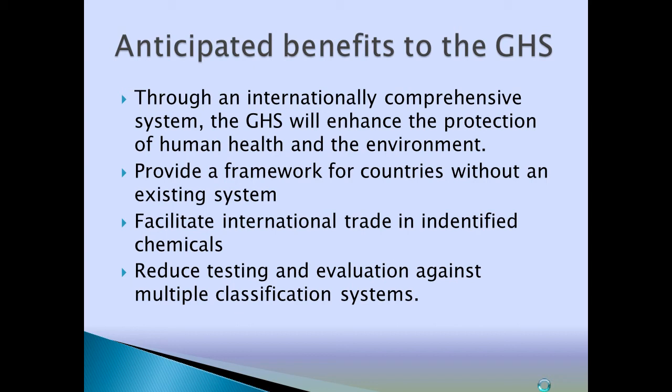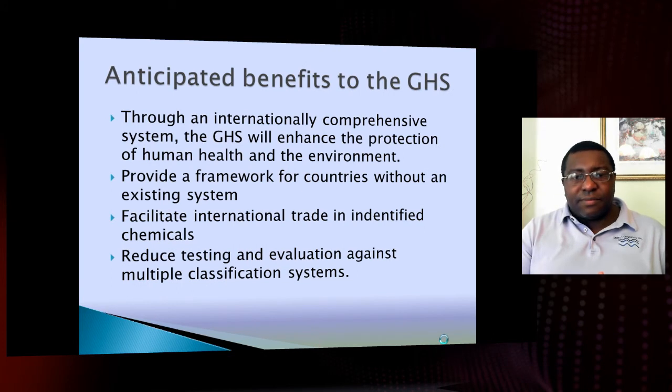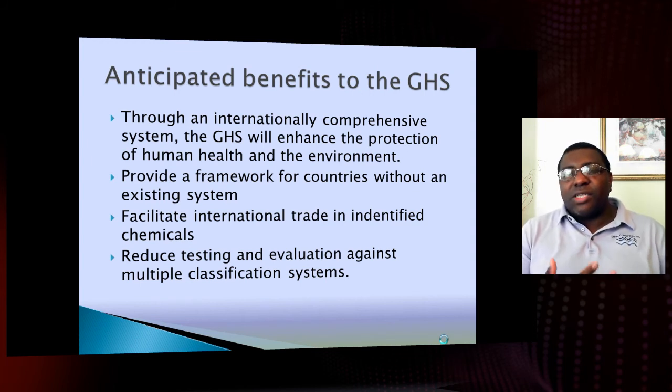And here are some of the anticipated benefits for the GHS. There'll be an internationally comprehensive plan, and it's supposed to enhance the protection of the human health and the environment. It provides a framework for all these different countries without an existing system. So some countries don't really have a way of labeling their chemicals, but now they incorporate the GHS system. They're using an international body to do all the work, basically, and then they'll tell them the hazard that's associated with the chemical they're trying to export.